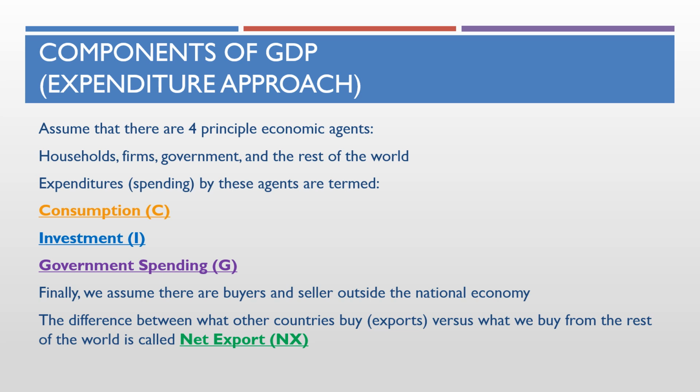So keep in mind, these four different types of spending associate with their agents, right? So consumption is related to household spending. Investment is tied with firm spending. Government spending, obviously, is tied with the government. And net export is the net of the spending from the outside world to buy our domestic products, based on the import and export numbers.